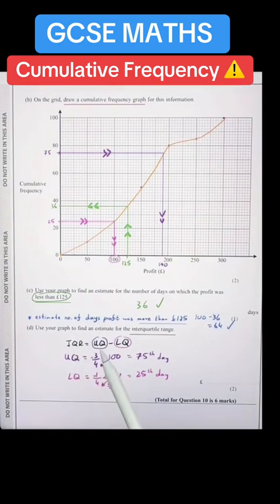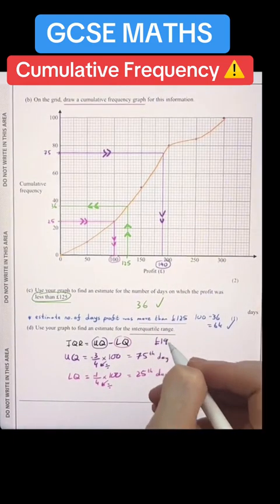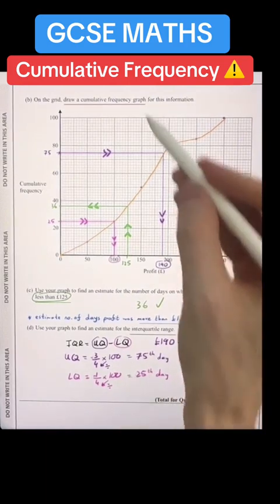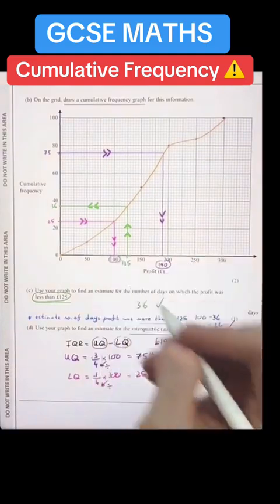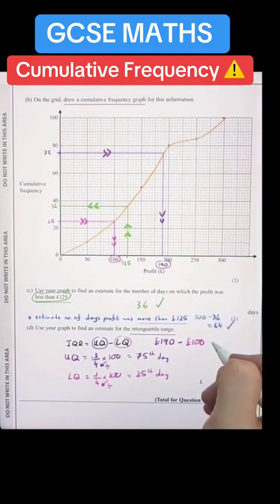Hence, my interquartile range is my upper quartile, which came out to be £190. So it's going to be £190. I'm now going to subtract my lower quartile, which came out to be £100. So 190 subtract £100 will give us an interquartile range of £90.